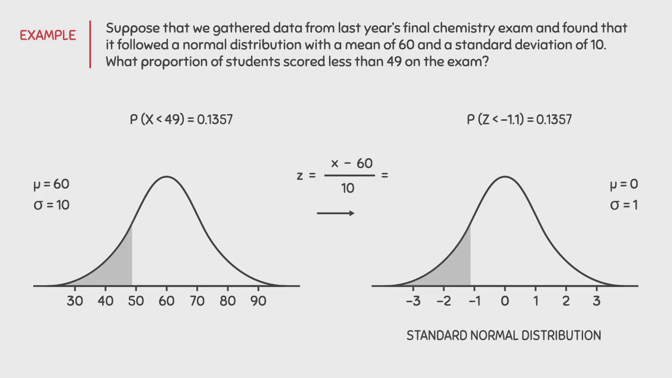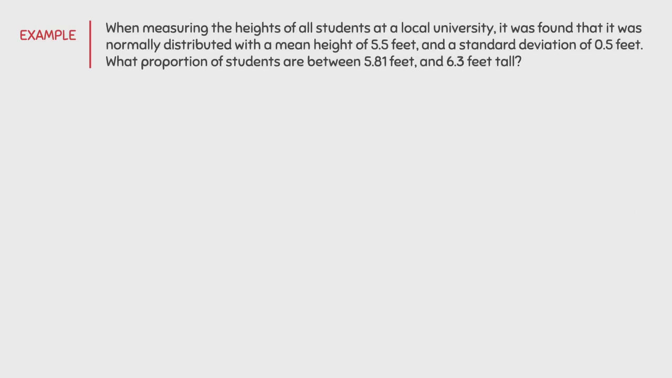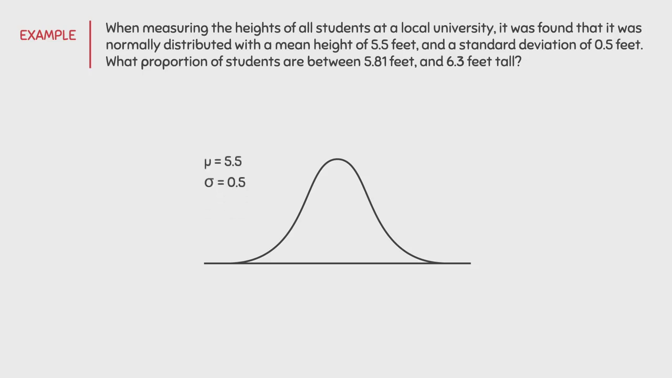Let's do one more example. When measuring the heights of all students at a local university, it was found that it was normally distributed with a mean height of 5.5 feet and a standard deviation of 0.5 feet. What proportion of students are between 5.81 feet and 6.3 feet tall? Before we solve this question, it's always a good habit to first write down important information. So we have a mu of 5.5 feet and a sigma of 0.5 feet. We are also looking for the proportion of individuals between 5.81 feet and 6.3 feet tall. This corresponds to this highlighted area.